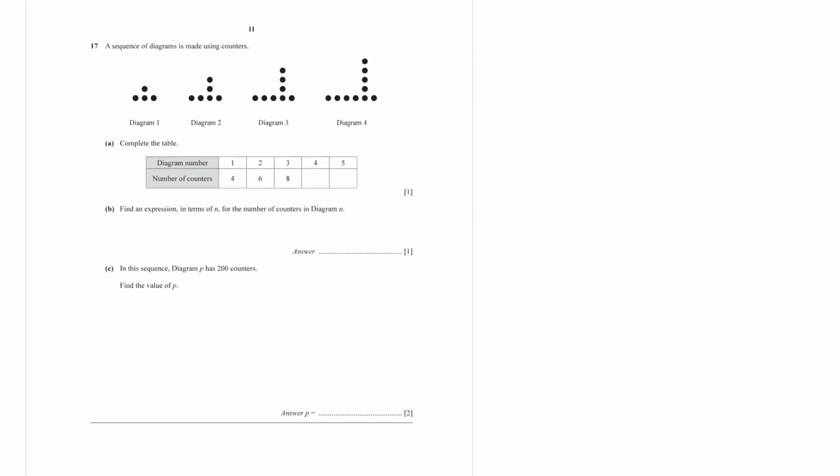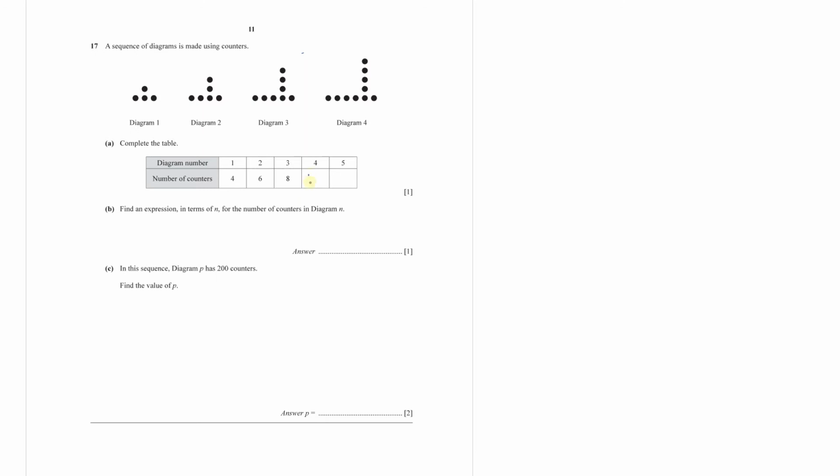Question 17. A sequence of diagrams is made using these counters: diagram 1, diagram 2, 3, 4. You have to complete the table. So basically you're counting the number of counters in each diagram. 4 in the first, 6 in the second, 8 in the third. Sorry, in the fourth it would be 1, 2, 3, 4, 5, 6, 7, 8, 9, 10.